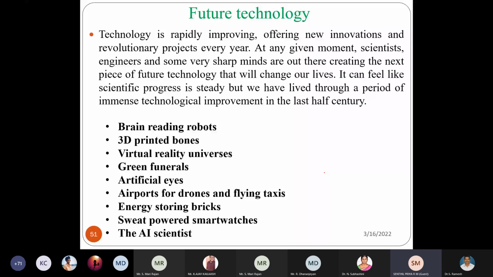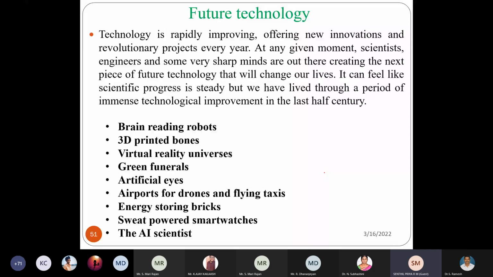Then virtual reality universes, green funerals. Nowadays, after death, we are going for green funerals, employed using some chemicals. Then artificial eyes, I already showed you a lot of cells, lenses and everything. Then airports and drones flying in taxis. Then electric storage bricks in construction. We are going to have energy storage in bricks and smart power, sweat powered smart watches.